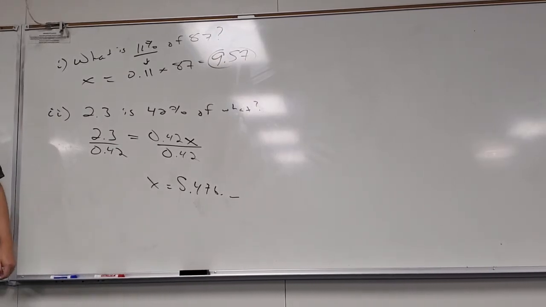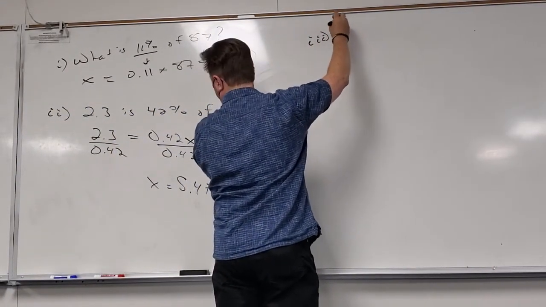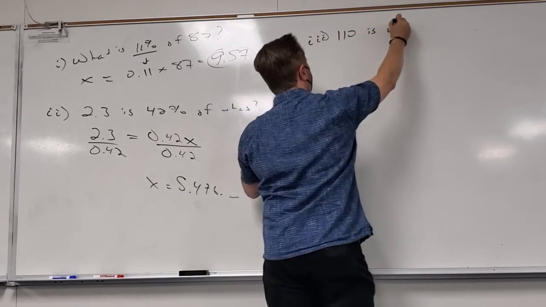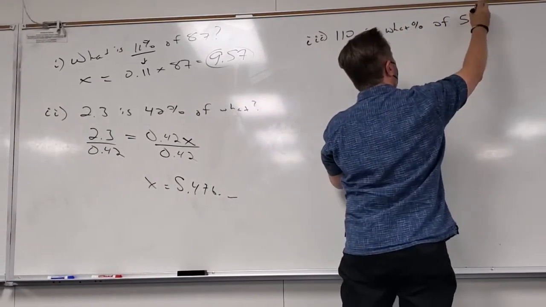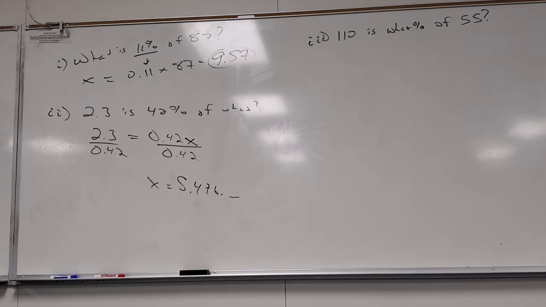All right. So finally, the only other kind of problem that would be this direct would be something like 110 is what percent of 55? So can you construct an equation out of that? Now again, those of you that know the is-over-of method, if you really like that method, it will work. For some reason, I like this method better, but I'm not saying you have to do it this way.